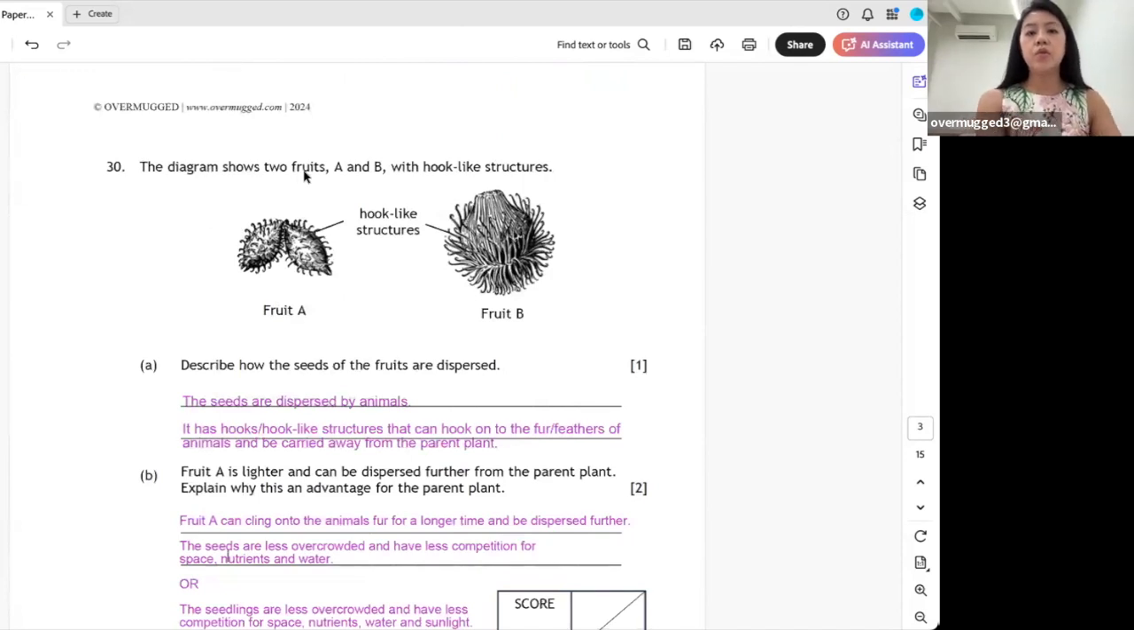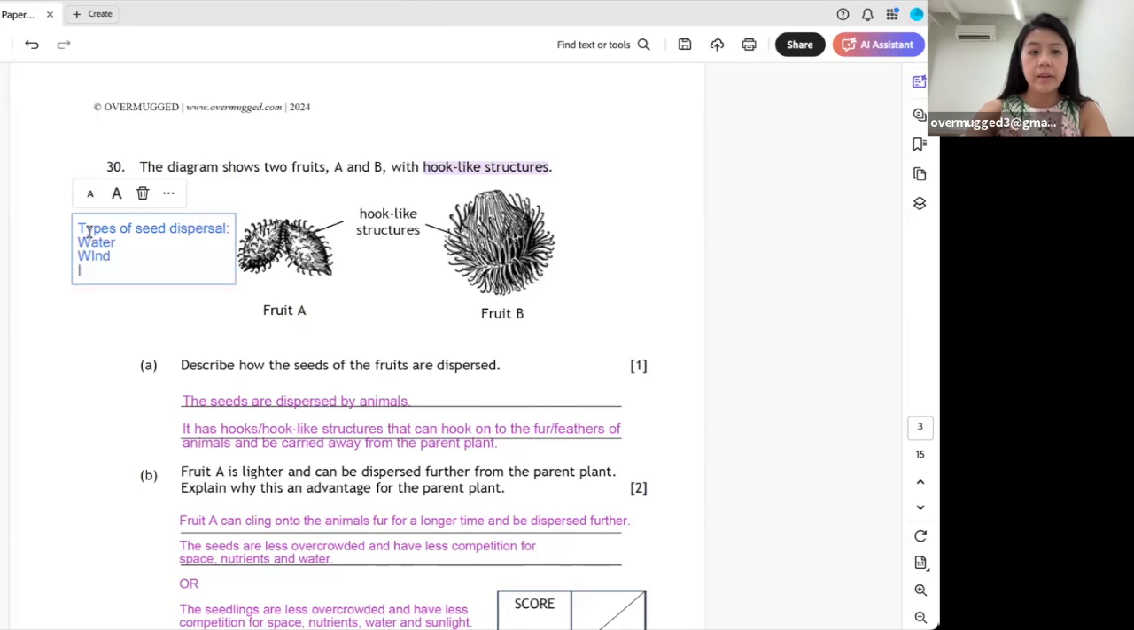Now, the diagram below shows two fruits, A and B. What's important about these two fruits is that they have something called hook-like structures. Straight away, when you see this phrase hook-like structure, you should be able to link it to seed dispersal. Now, different seed dispersals have different important characteristics of the fruits that we need to take note of. The types of seed dispersal that you have come across this year in primary 5 would be water, wind, animal, and splitting. These are the 4 different types of seed dispersal, and therefore 4 different types of fruits with characteristics to help them to be dispersed in a particular manner.